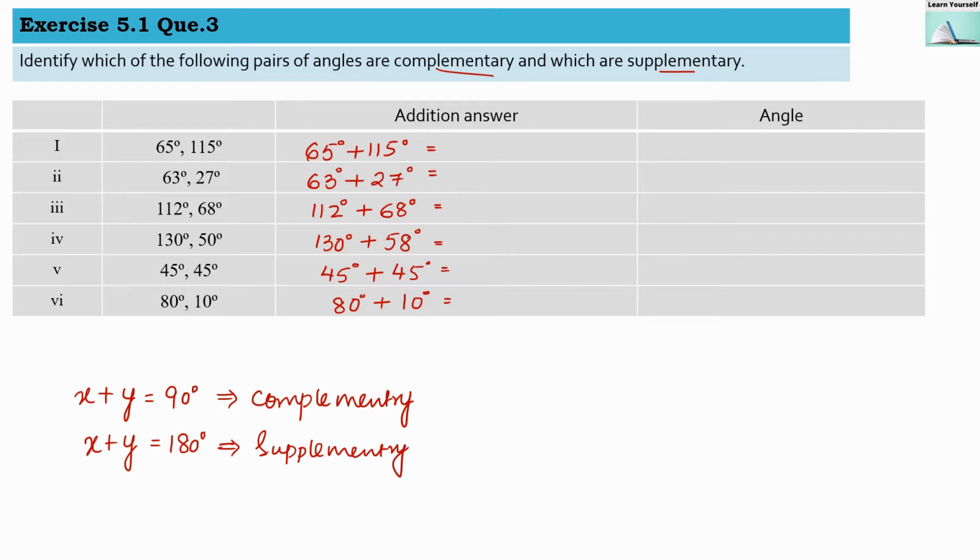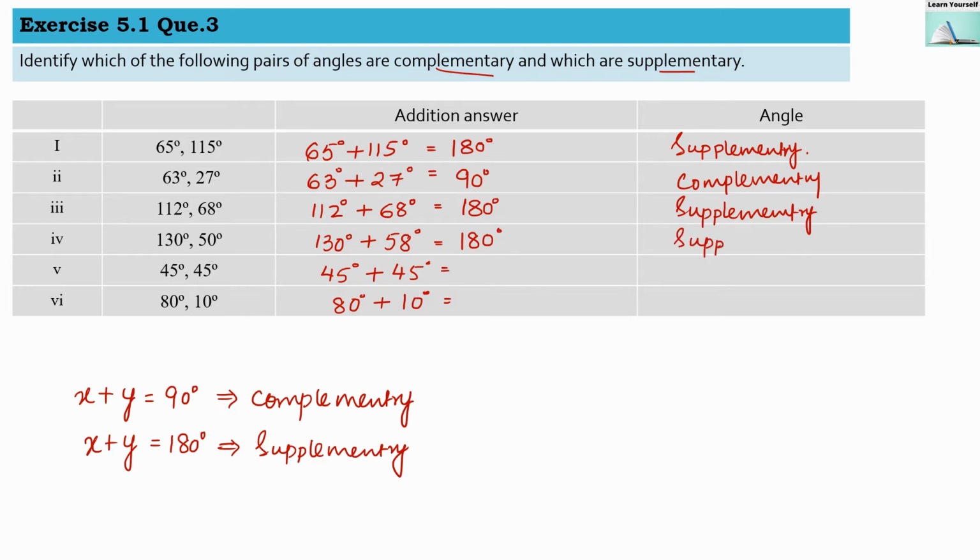Let us start with the first one, 65 degrees plus 115 degrees. The addition of these two angles gives us 180 degrees, so they are supplementary. Second, 63 degrees plus 27 degrees. The answer is 90 degrees, so they are complementary. Third, 112 plus 68 degrees. That is 180 degrees, so they are supplementary. 130 degrees plus 58 degrees, the addition answer is 180 degrees. So they are also supplementary to each other.